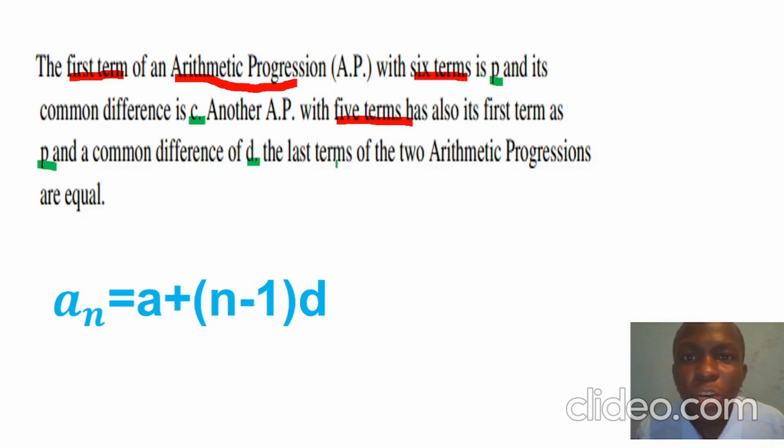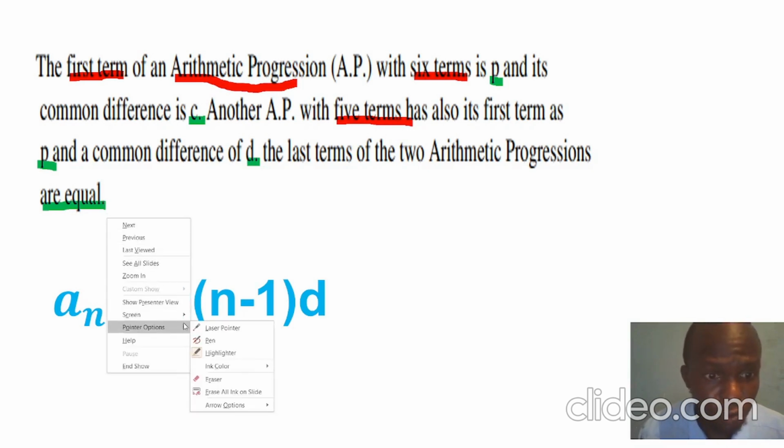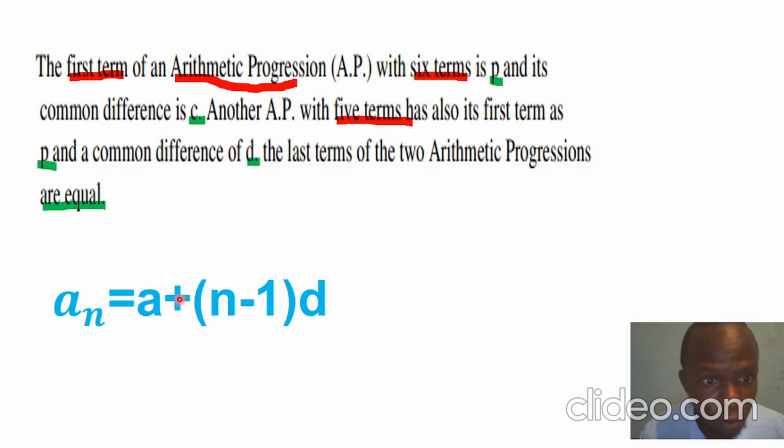And you look at it and you realize also that the last 2 terms of the AP, or arithmetic progression, are equal. They are equal, the last terms. So, in this case, we are going to make use of this formula. This formula is the one that you're going to make use of. But even before we go to the solution, I would like to engage you in thinking.